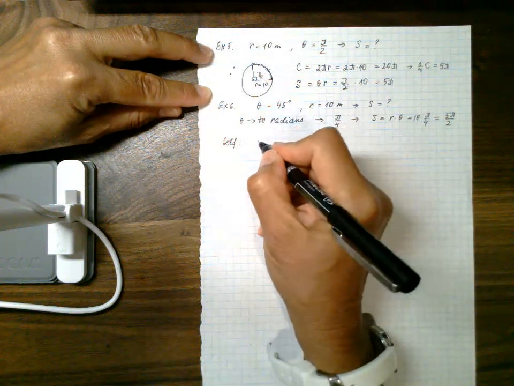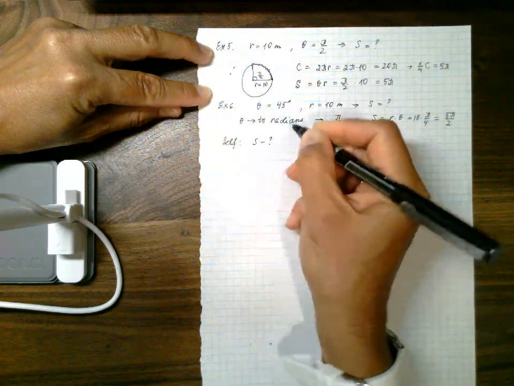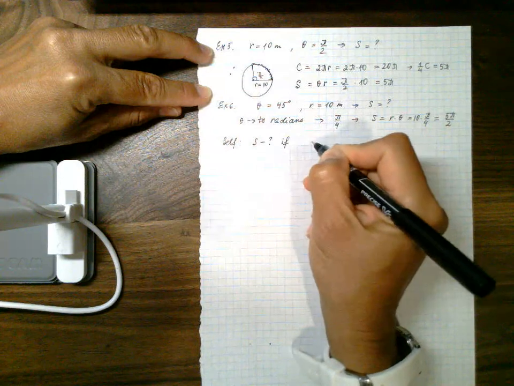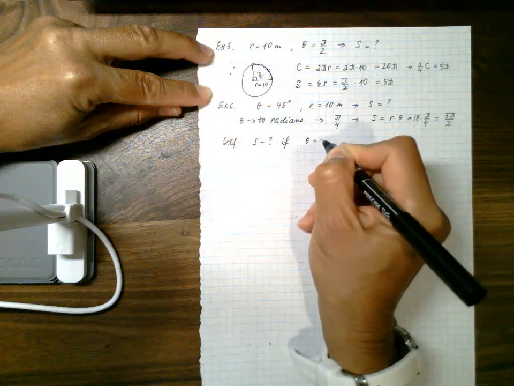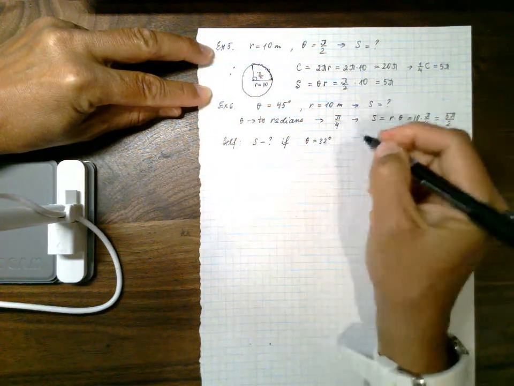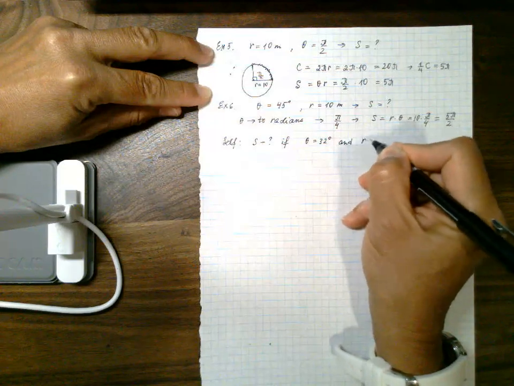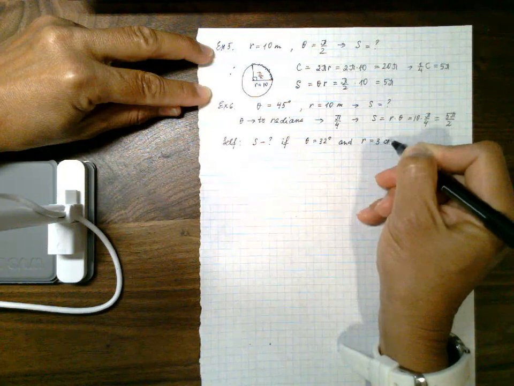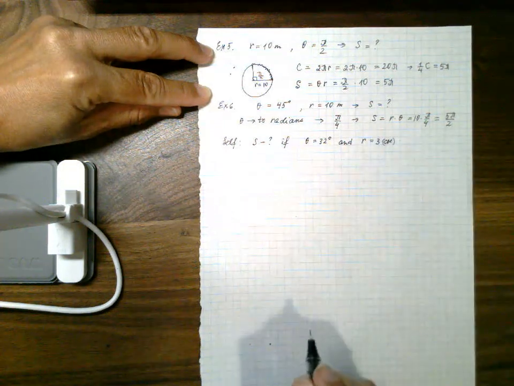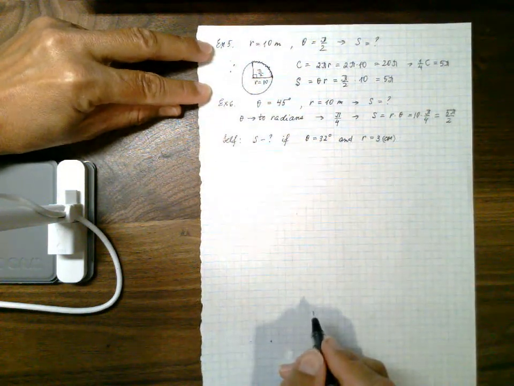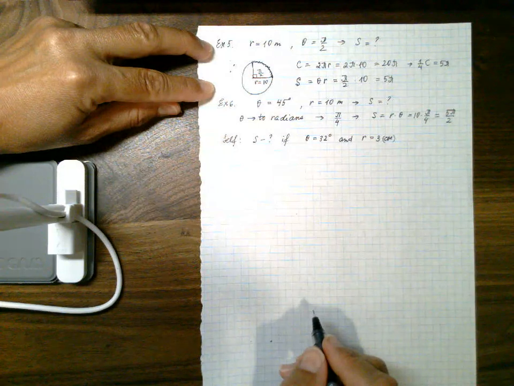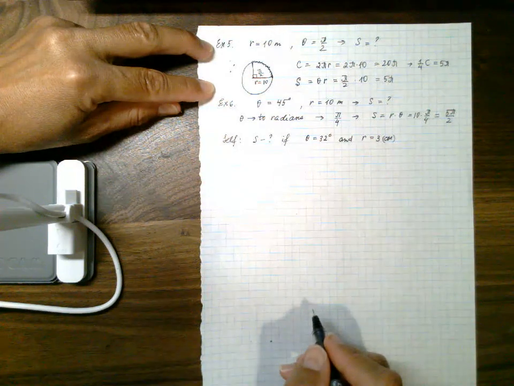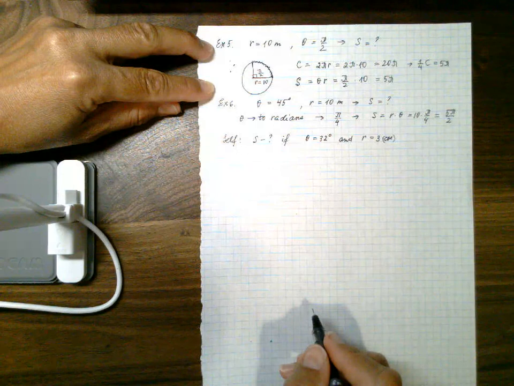Solve problem: find the arc length if the angle theta is 32 degrees and the radius is equal to 3. I don't know, centimeters. Let's call it centimeters. I'm going to count to 3 and then give you the solution. So 1, 2, 3.